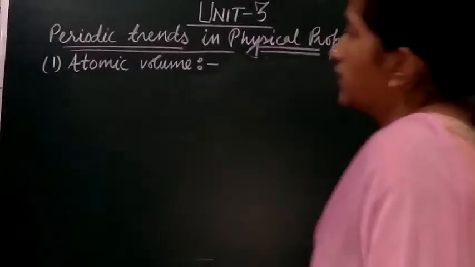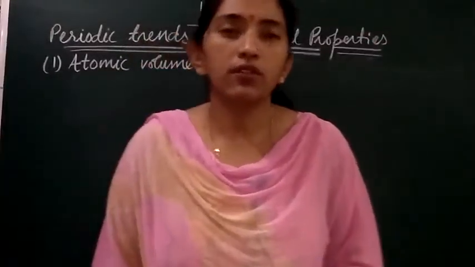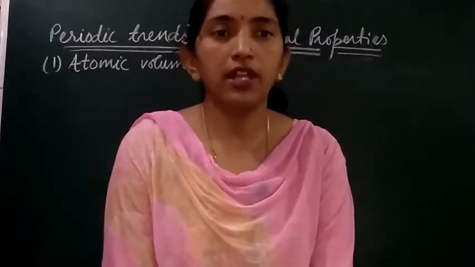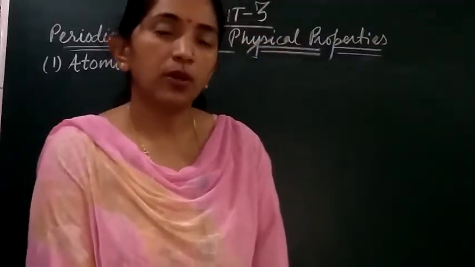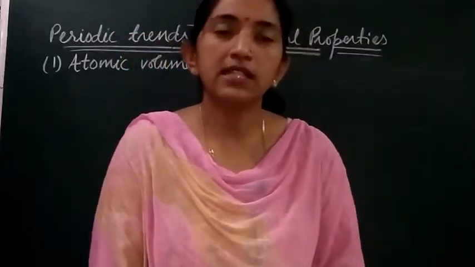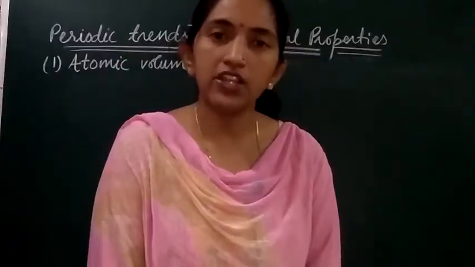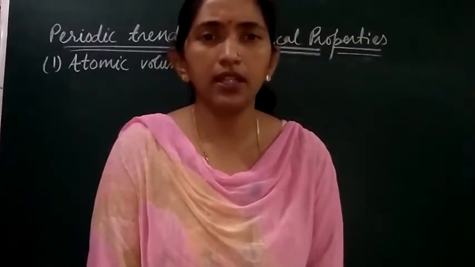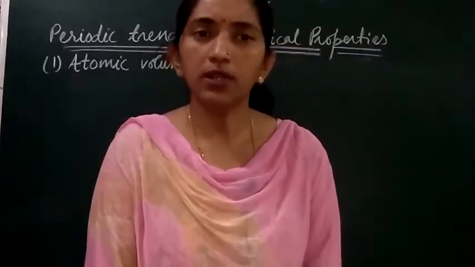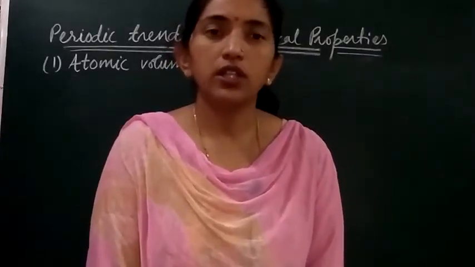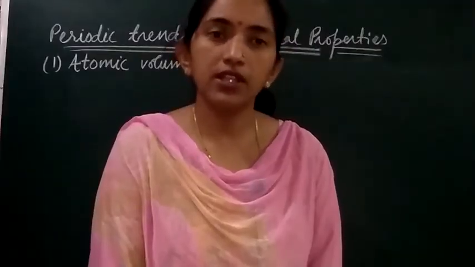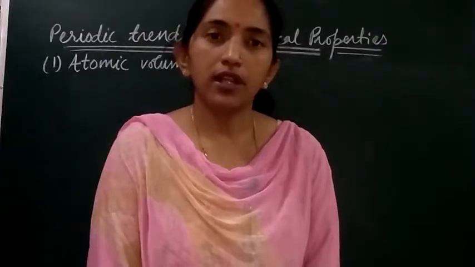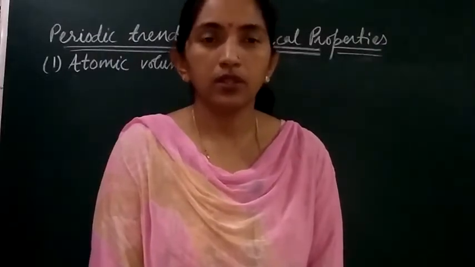Good morning, students. Today we are continuing with unit 3 and our topic today is the periodic trend in the physical properties. The properties which will be considered here are atomic volume, ionization enthalpy, atomic size, electron gain enthalpy and electronegativity. These properties are related to the electronic configuration, and the variation in these properties shows a regular trend across the period and down the group.